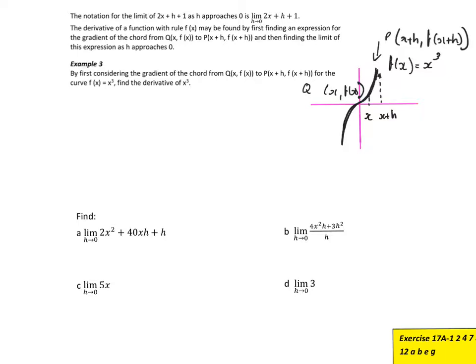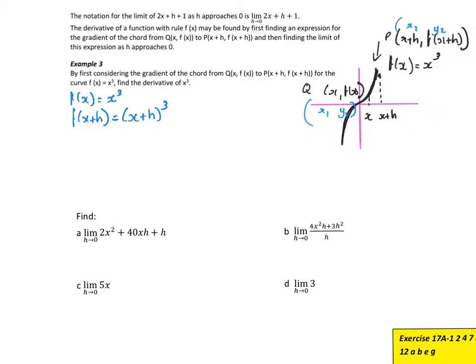Now the question says, for that curve x cubed, find the derivative of x cubed. So we know that this is going to be x1 and y1, and this is going to be x2 and y2. The only thing is here, what we need to find out is, well, we know that f of x is equal to x cubed, but what does f of x plus h equal? Well, wherever you've got the x, you're going to put the x plus h. So it's just x plus h cubed.